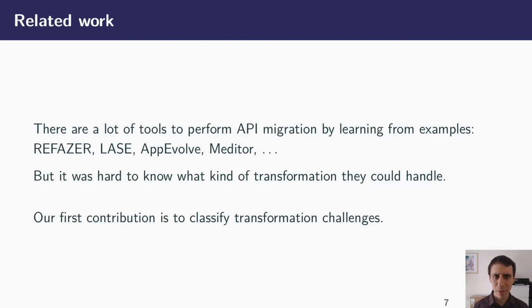But when we tested them, we found out that it was difficult to predict whether these tools would succeed in inferring a transformation from our examples. And we found out that it's because transformations can vary in difficulty, but there was no indication in the literature of any kind of difficulty metrics for transformation inference. So, as a first contribution, we created our own.